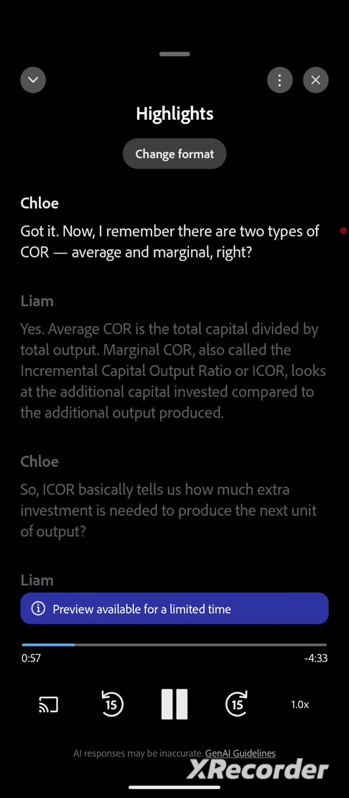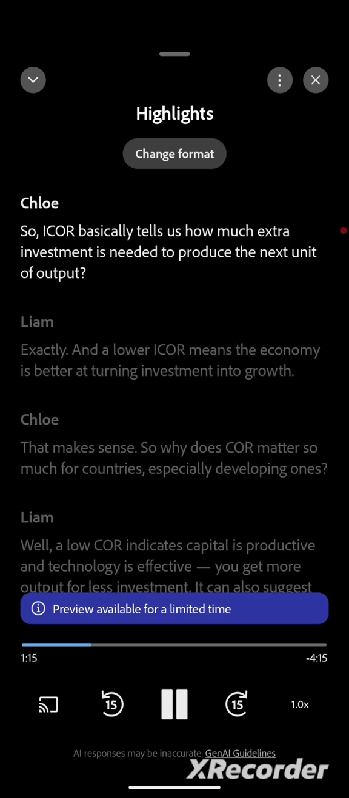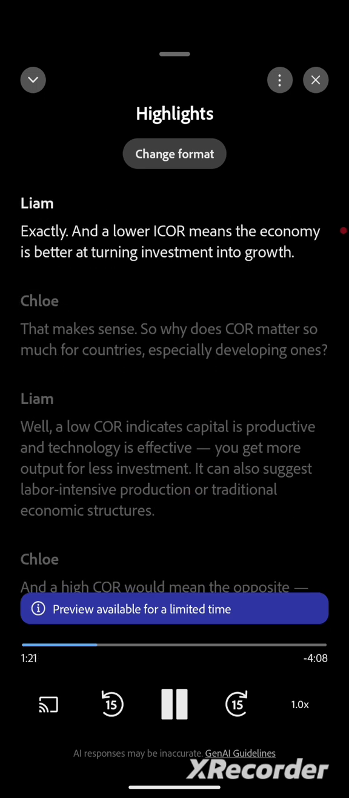Got it. Now, I remember there are 2 types of COR, average and marginal, right? Yes, average COR is the total capital divided by total output. Marginal COR, also called the incremental capital output ratio, or ICOR, looks at the additional capital invested compared to the additional output produced. So ICOR basically tells us how much extra investment is needed to produce the next unit of output. Exactly. And a lower ICOR means the economy is better at turning investment into growth.